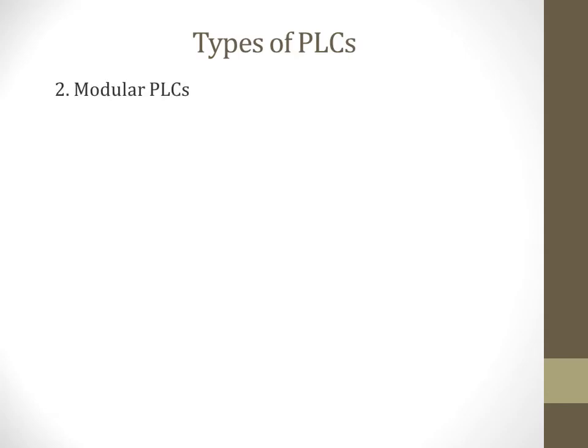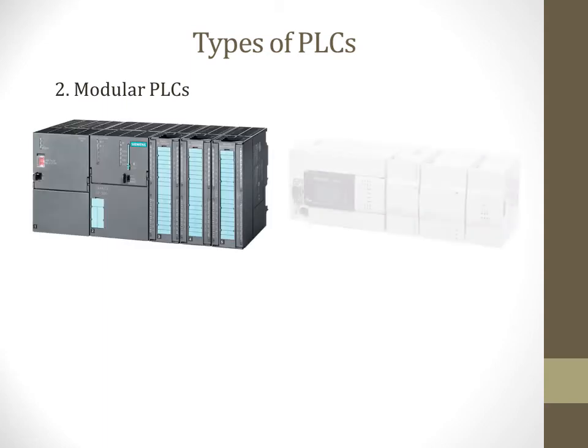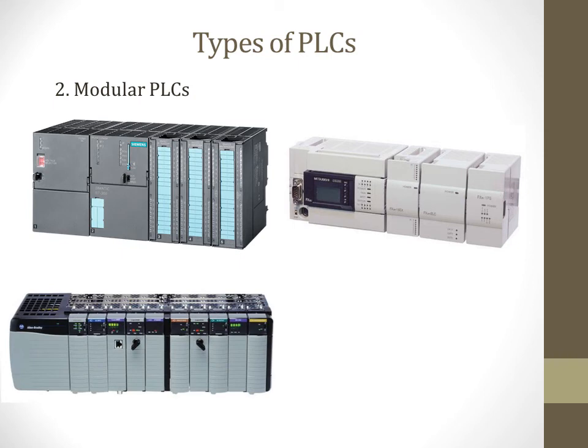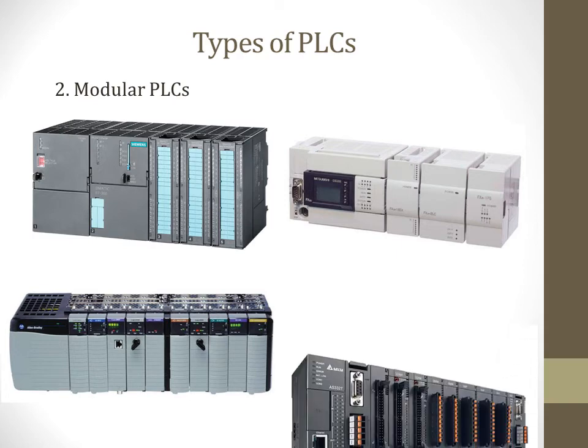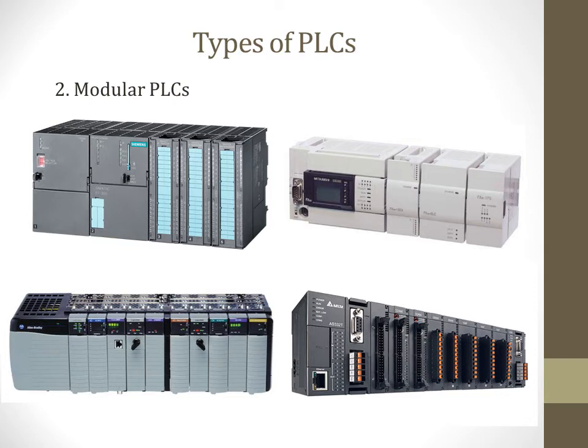So next type, and this is the basic main type of PLCs which we use in most control objects, we call modular PLC. They have a more complicated or more compound structure, because this is the aggregation of different types of modules. So in this picture we can see modular PLCs.